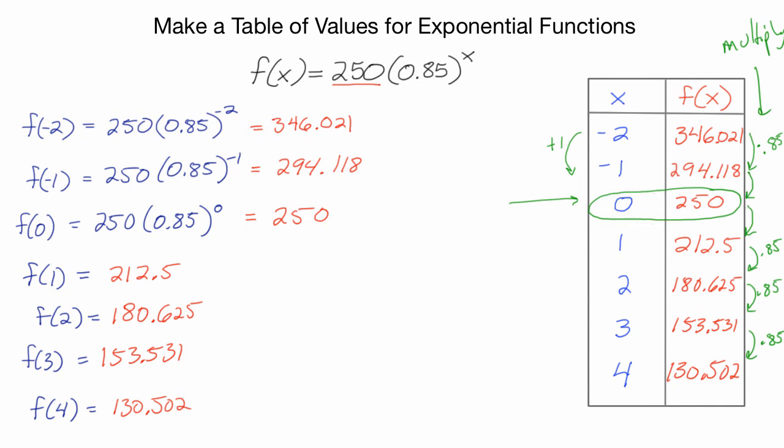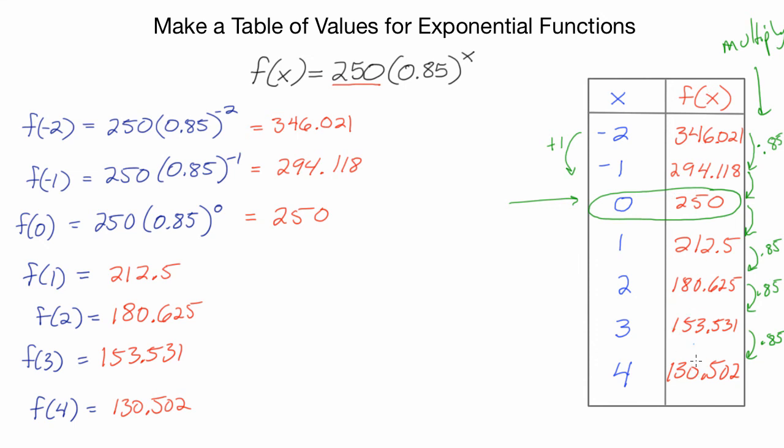And the last thing is, notice how the change happens here from 346 to 294. That's a change of over 50 right there between these two, right? But from 294 to 250, that's a change of about 44. From 250 to 212, that's a change of about 38. The amount of change is different. And in fact, it's decreasing fast at first, but then kind of slowing down. From 153 to 130, that's only a difference of about 23. So we're seeing not linear growth, but we're seeing an exponential change. It's decreasing a lot, but it's starting to slow down.